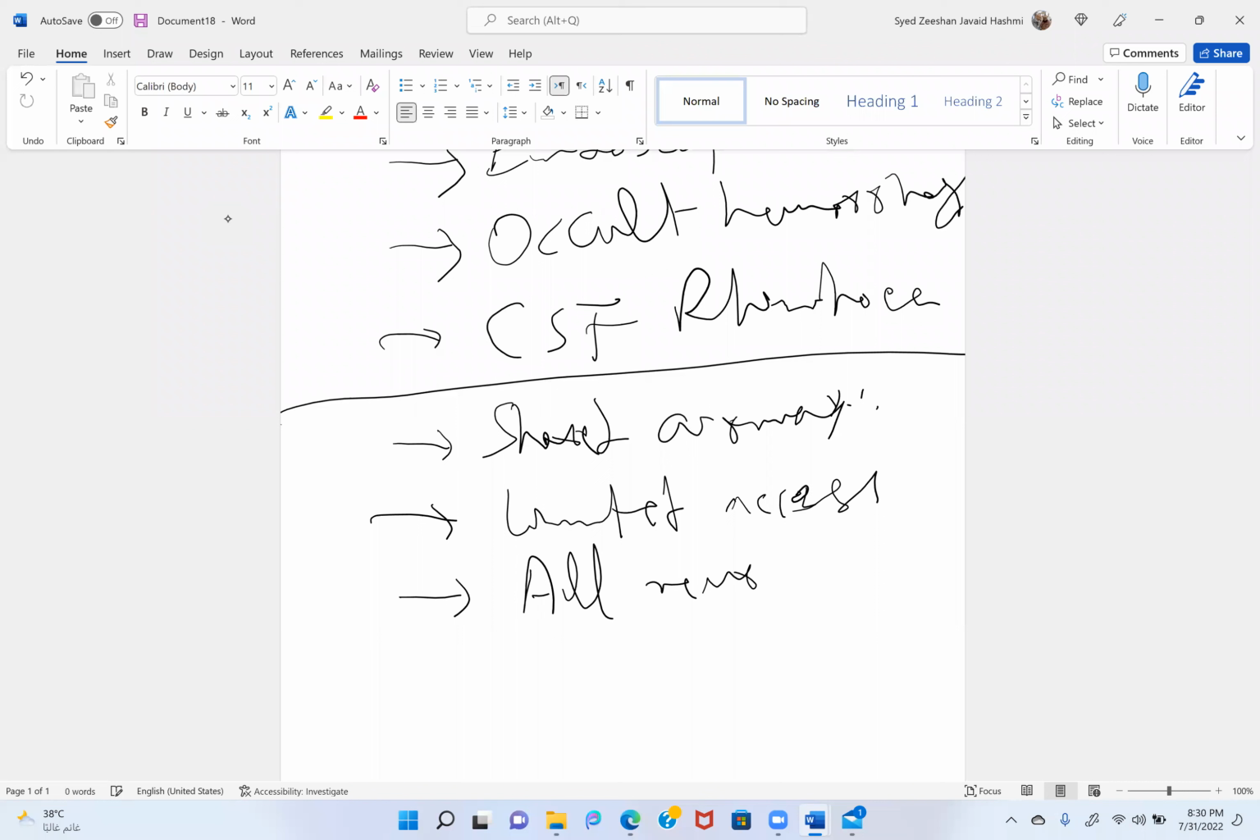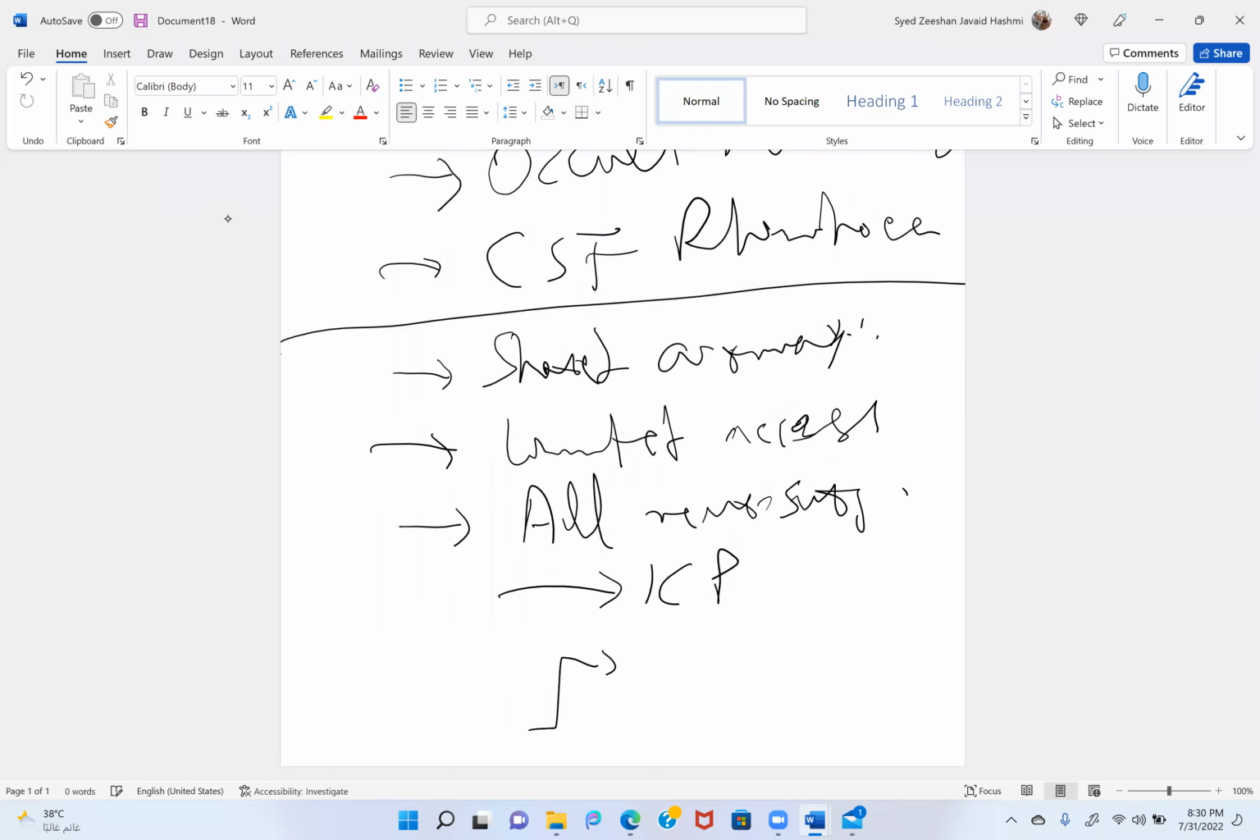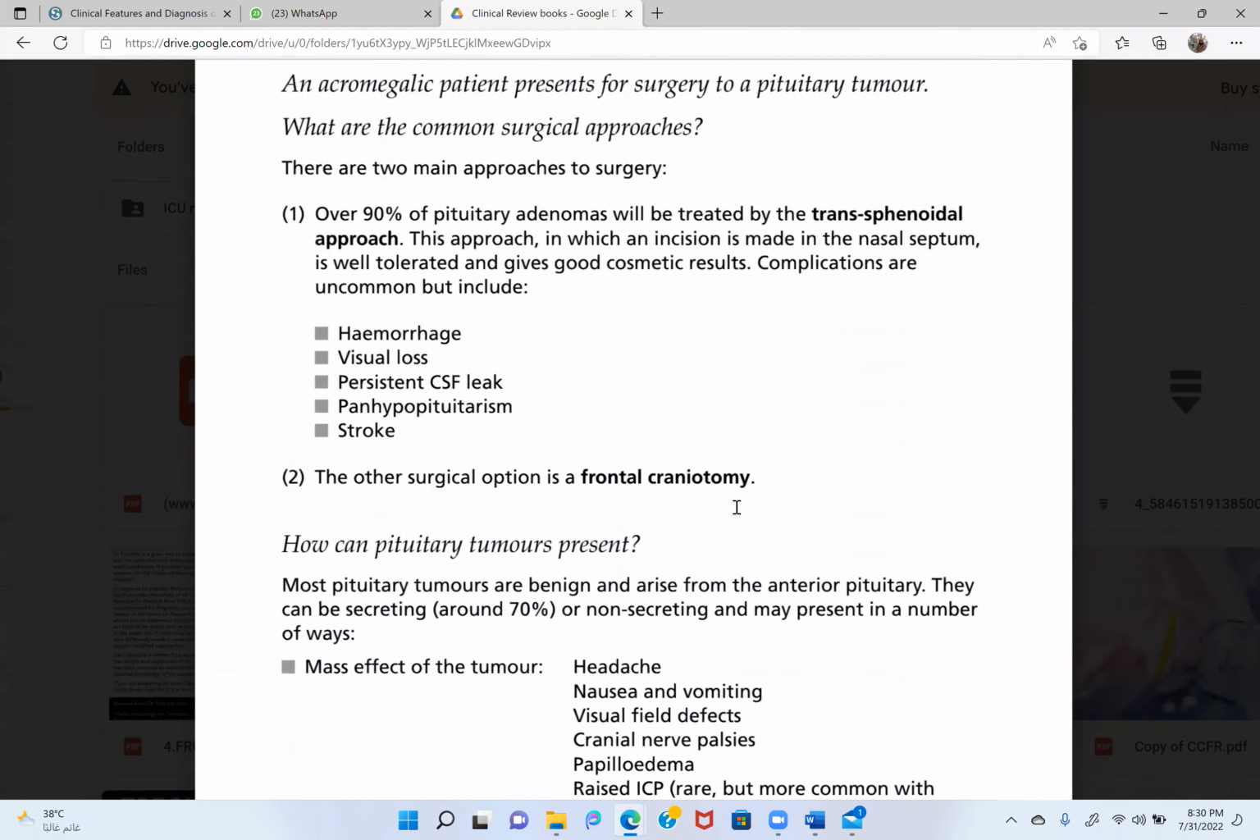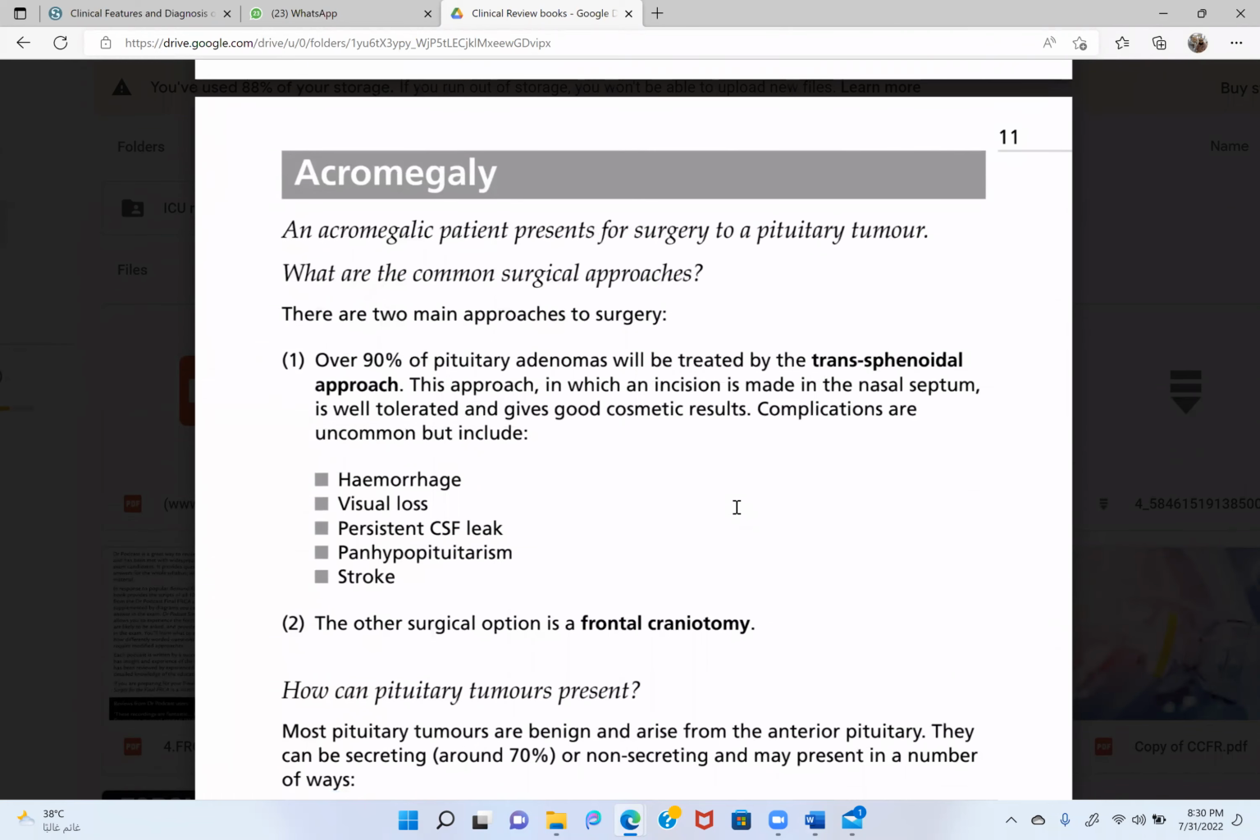In addition to that, as in any other neurosurgery concern, you have to maintain the ICP, you have to maintain the cerebral perfusion pressure, and avoid factors which can decrease the cerebral perfusion pressure. If you maintain it around 70 to 80... but I will not go to that side. So if we concentrate on acromegaly, what is acromegaly?